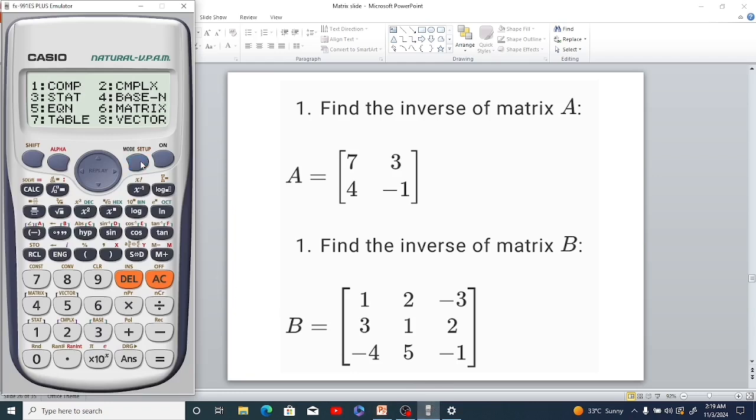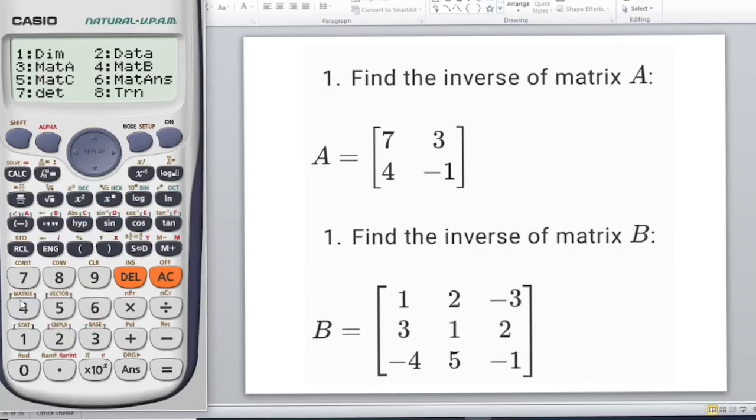Okay, so this is mode. Press 6. So for mat A, mat A is a 2 by 2 dimensional matrix, so click on 5, input the value, press 7, equals to 3, equal to 4, equal to -1, equals to. So we have inputted the value of mat A. You save by pressing AC. After 7, click on shift, then click on mat A, which is 3. So this is mat A.